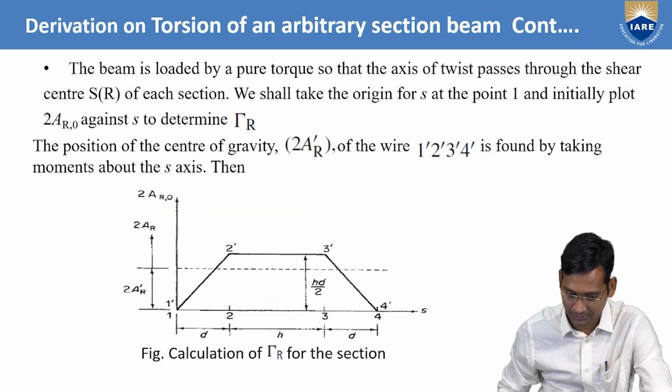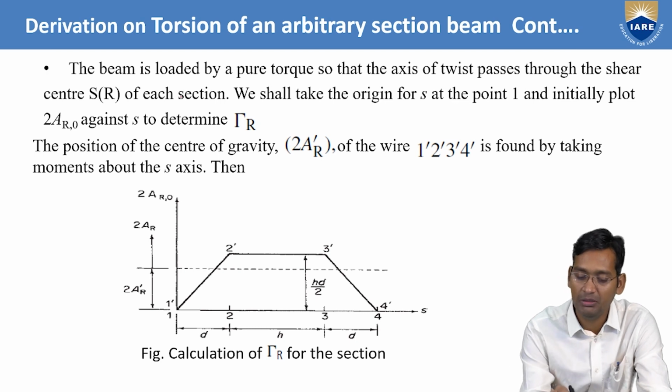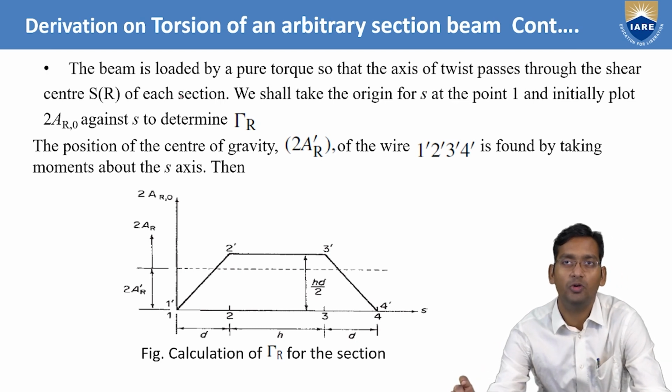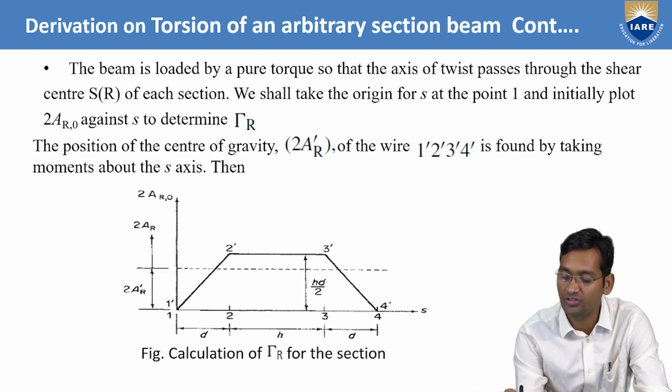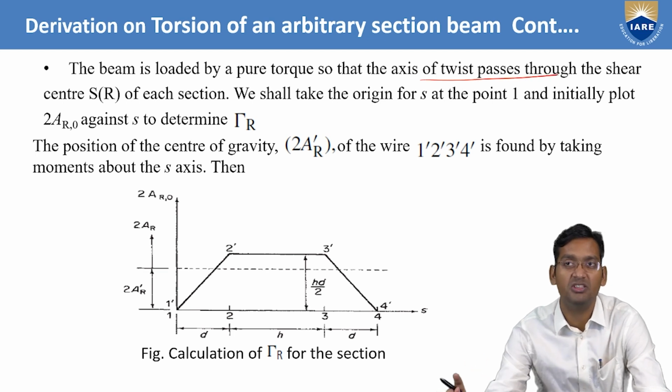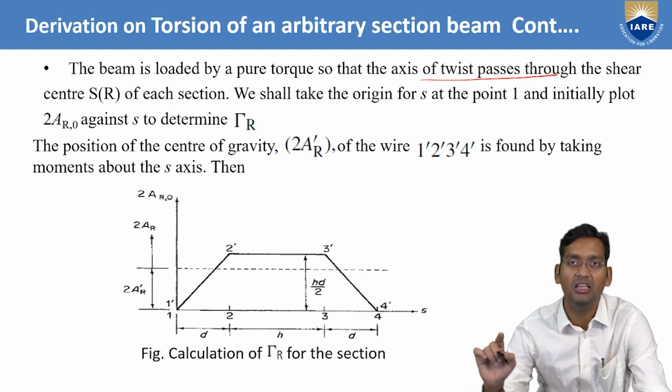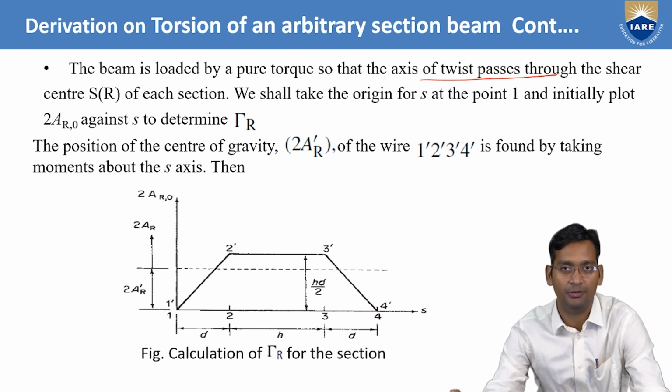Okay, so let's start. The beam is loaded by a pure torque so that the axis of twist passes through the shear center. Just see again, pure twist means it must pass through the shear center, only then will there be pure shear, that means pure torque. Otherwise, torsion will also be there if force is applied at any other place.